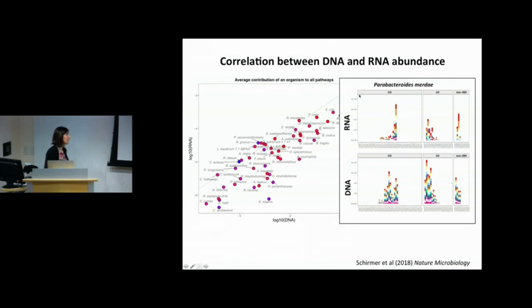So if we look at one of the most highly correlated organisms, Parabacteroides merdae here, you can see that at the DNA level, so now each column is an individual, and the bars are showing pathway abundance for all of the pathways. So every color is just a different pathway that we're looking at. But you could see that if you've got DNA present for a sample for Parabacteroides merdae, there's also RNA for the most part. You see that some individuals don't have any reads mapping to this species, and those are blank here.